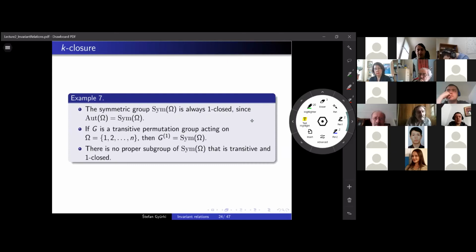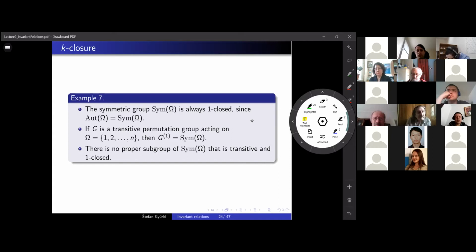Okay, so a few examples. The symmetric group is always 1-closed, because if I am taking a set, for example, 1, 2, up to n, then of course I can make all the permutations which are preserving the 1-relations. I have in the symmetric group all the permutations and I cannot have more. So clearly the symmetric group is 1-closed.